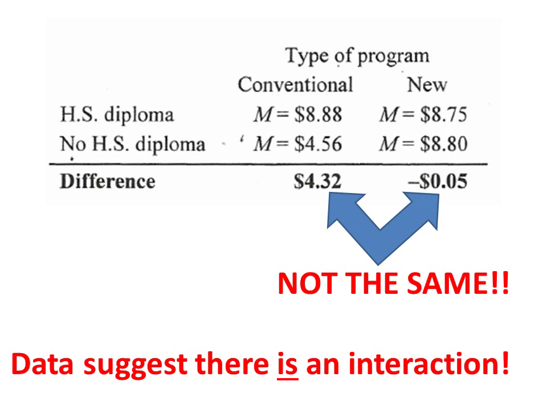We've subtracted $4.56 from $8.88, and we have $4.32. We've subtracted $8.80 from $8.75, and we have negative 5 cents. So since $4.32 is not the same as negative 5 cents, the data suggests that there is an interaction. So now they're not the same. The data suggests there is an interaction.